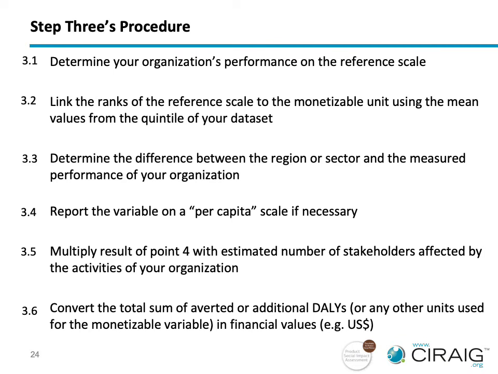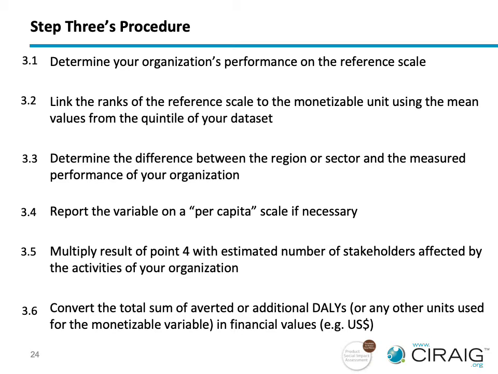The third step of our approach is detailed here. First substep is to determine your organization's performance on the reference scale. Second substep is to link the ranks of the reference scale to the monetizable unit using the mean value from the quintile of your dataset. The third substep is to determine the difference between the region or sector and the measured performance of your organization. The fourth substep is to report the variable on a per capita scale if necessary.